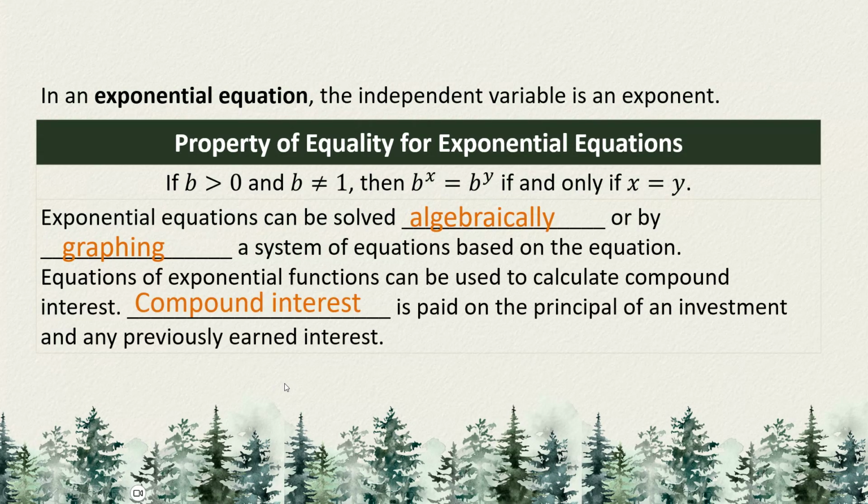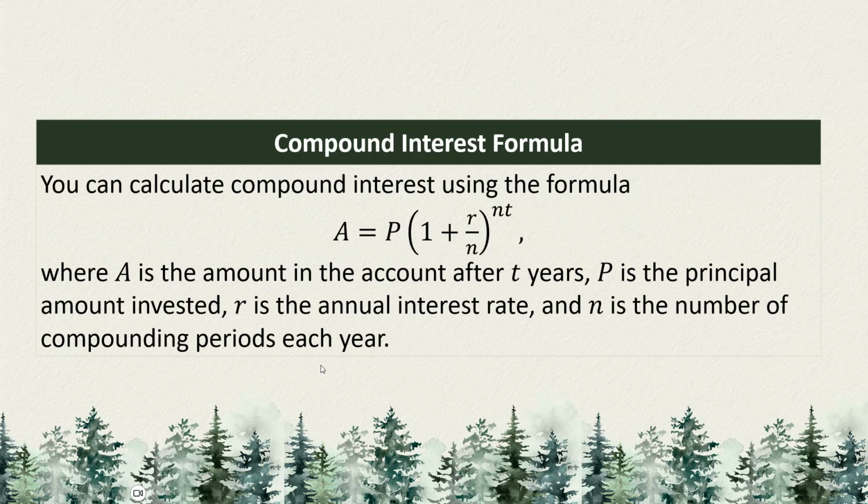Compound interest is paid on the principal of an investment and previously earned interest. So you're earning interest on your interest. That's why it's called compound interest.